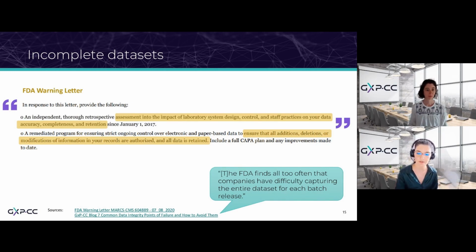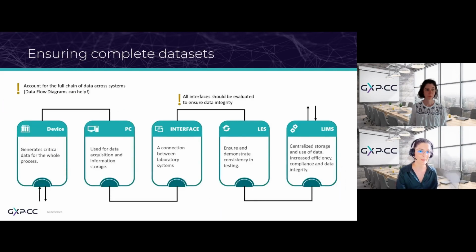So one way to avoid this, using again the data flow that Katie showed in the beginning, as I said, is that it is important that companies account for the full chain of data across systems and not only focus on one.